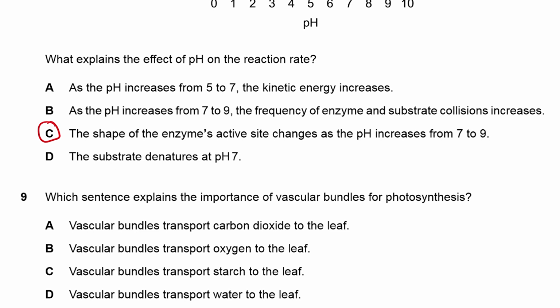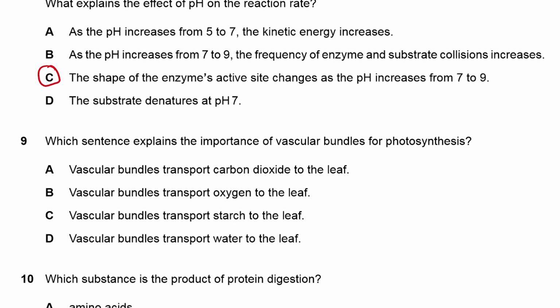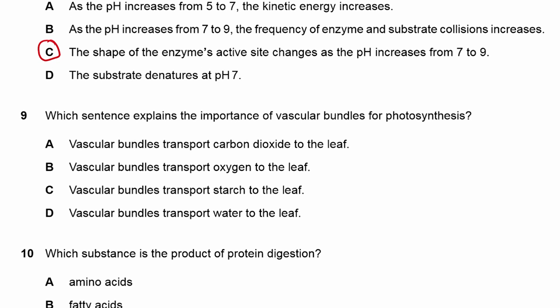Number 9 says, which sentence explains the importance of vascular bundles for photosynthesis? Okay, so vascular bundles transport carbon dioxide. That is not true. They either transport water and mineral salts, or they transport the products of photosynthesis. Alright, so vascular bundles transport oxygen, also not true. Vascular bundles transport starch to the leaf. Vascular bundles transport water to the leaves. Alright, so vascular bundles usually transport water to the leaves but not starch to the leaves, because the leaf is a site for photosynthesis.